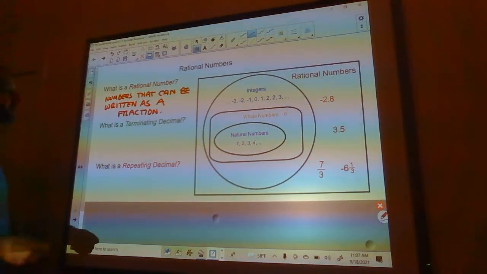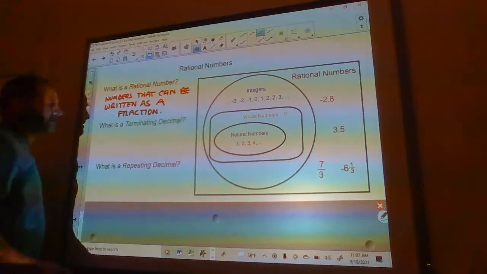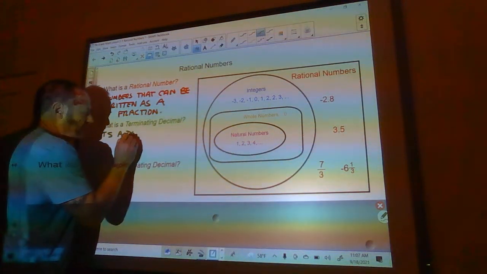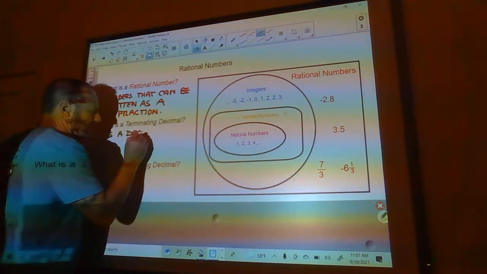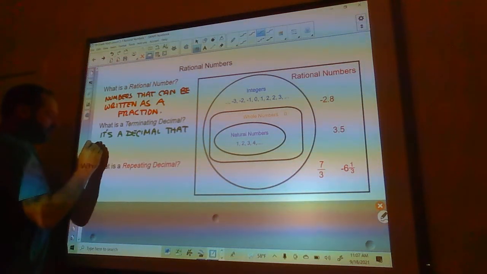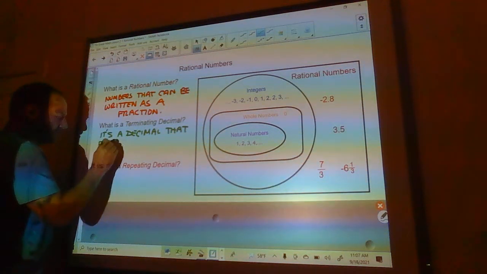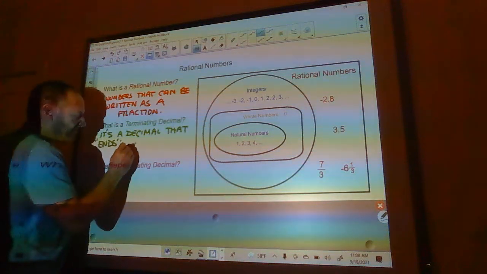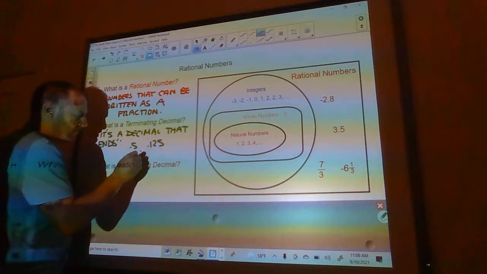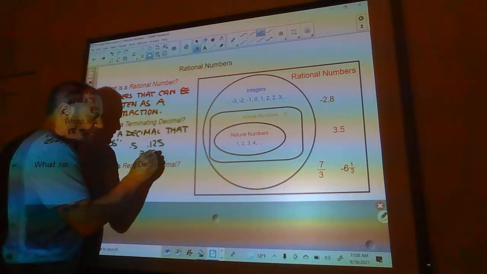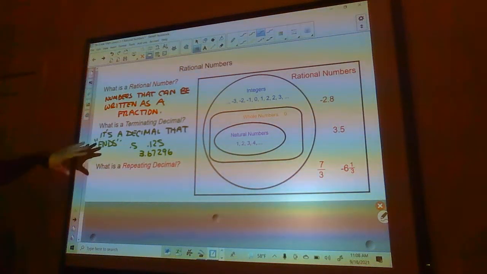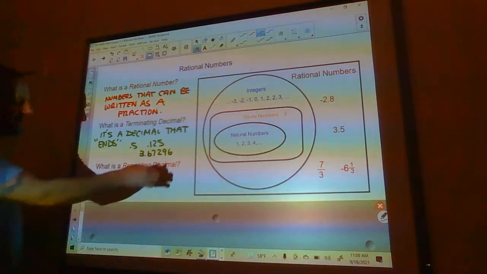Okay, so next question, what is a terminating decimal? Well, it's a decimal that ends. Okay, so like 0.5, 0.125, 3.67296. Okay, those are all terminating decimals because they have an end.